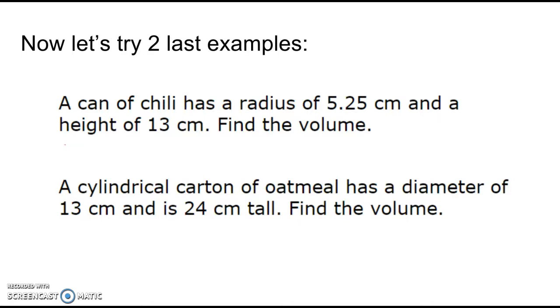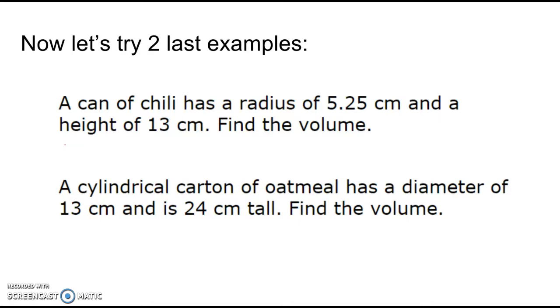The last practice problem is you have a cylinder carton of oatmeal and it has a diameter of 13 and is 24 centimeters tall. Find the volume. Same process as the other examples we've done. Write down the formula. V equals big B times H. V equals pi r squared times H.